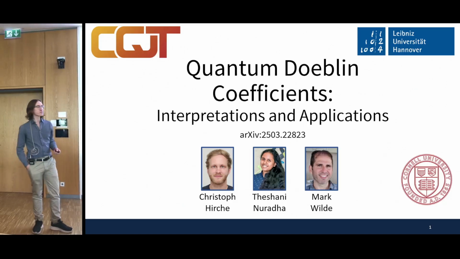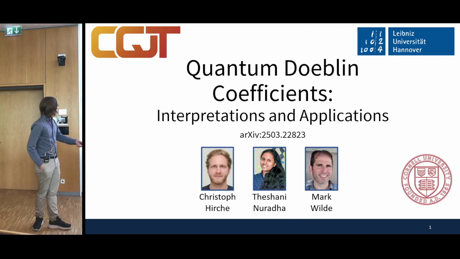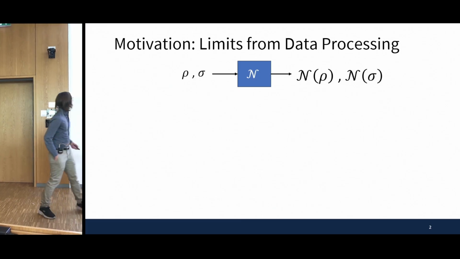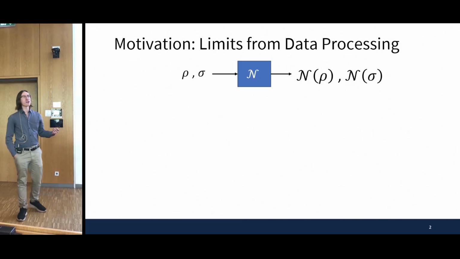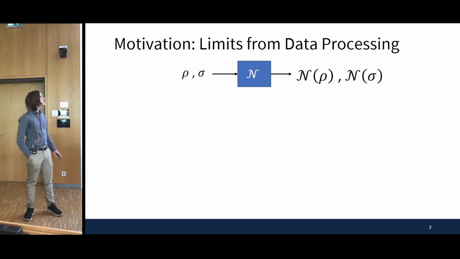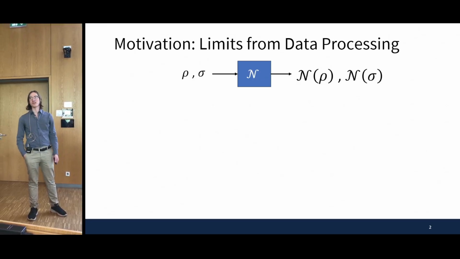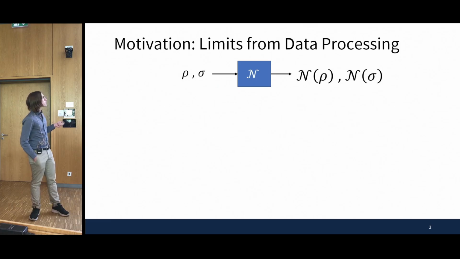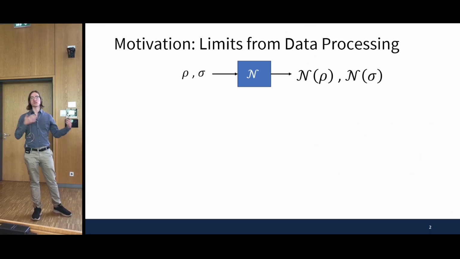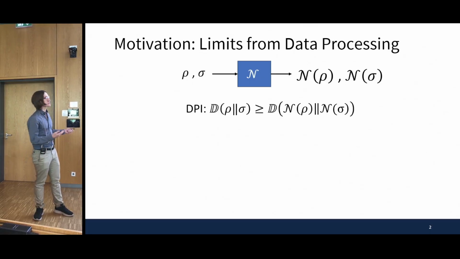Let me start by trying to motivate this. Okay, so we can go back to the standard thing in information theory, which is the data processing inequality. We have some quantum channel, we have two quantum states, they go through the channel, and then we say that they're harder to distinguish than they were before they went in. This is the data processing inequality for an arbitrary divergence.